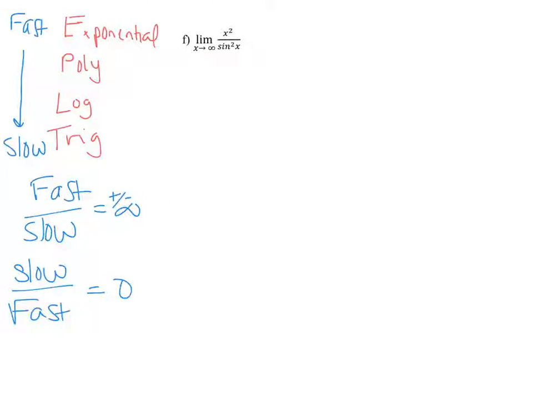Same idea with the next one. I need to think, okay, what type of things do I have? Well, in the numerator, I have a polynomial, and in the denominator, I have a trig function. Polynomial is faster than a trig function, so I have faster over slow. That means I'm going to go to infinity. What kind of infinity? Well, this is a positive infinity. If I plug in a positive infinity to both of these squares, it's still going to be positive, so that's my answer.